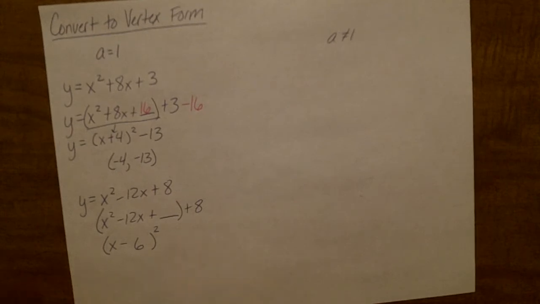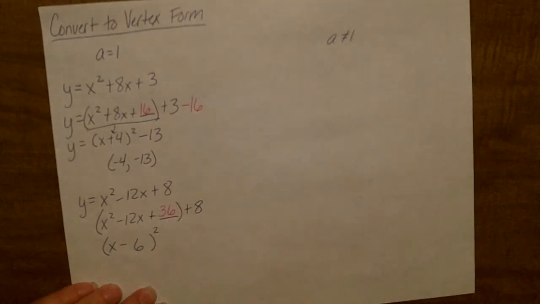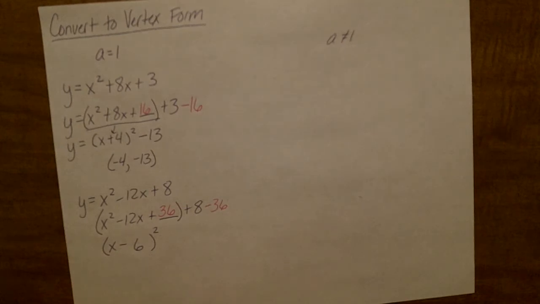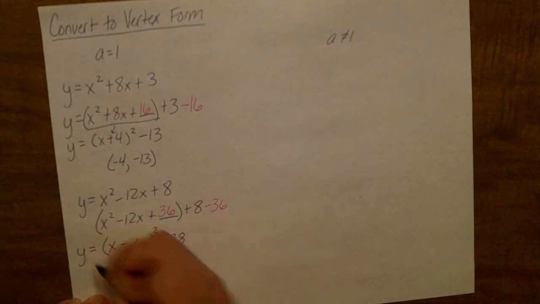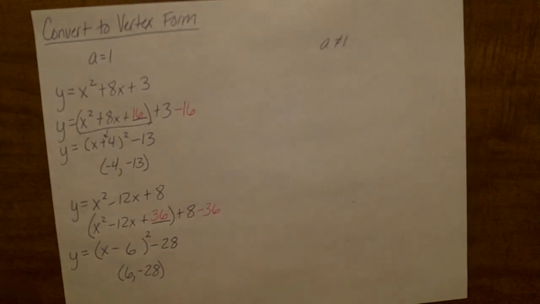If this is a negative 6, then in this blank, I sure wish that I had negative 6 squared, which is 36. I can't just add a 36 because I feel like it, so I'm going to subtract 36 on the end. Now I can combine my terms out here, and I get minus 28. My vertex form equation is right here. I can see that the vertex is at 6, negative 28.